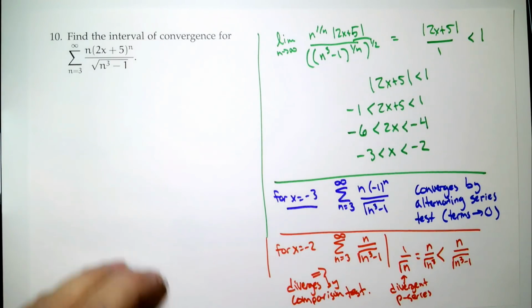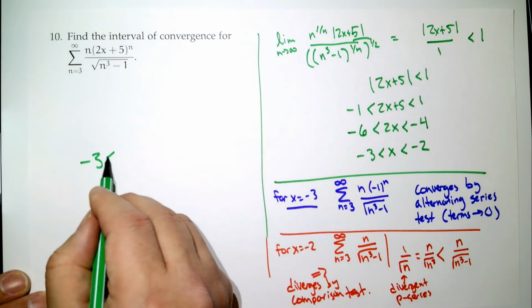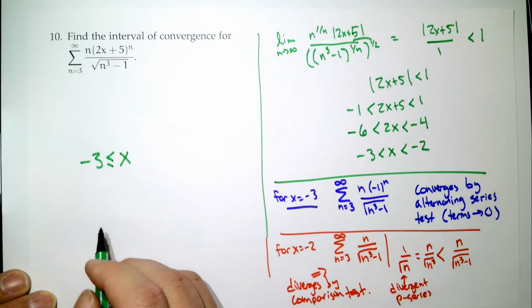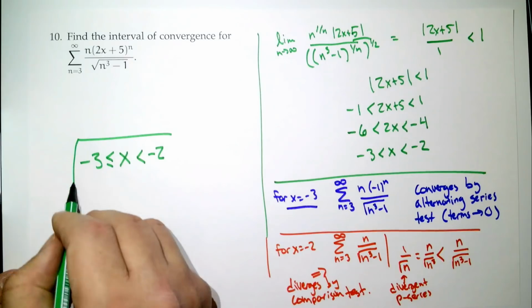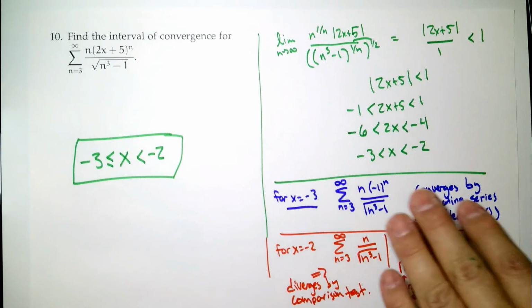All right. So let's go back and finish our answer. The question is, what's the interval of convergence? We said everything between -3 and -2 is good to go. For -3, do we include or not include? We include because it converges. For -2, do we include or not include? We do not include because it doesn't converge. And that's the answer: -3 less than or equal to x less than -2.